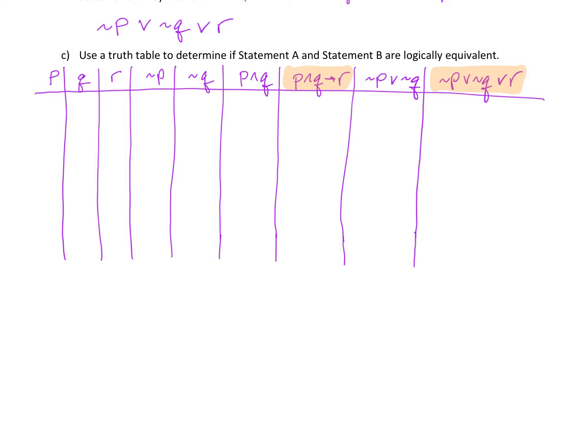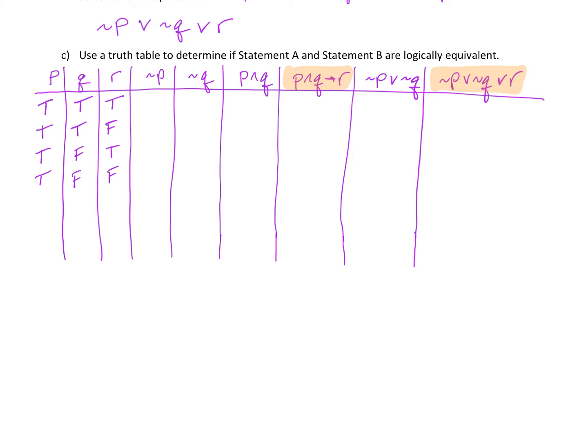All right, so now I have to put in all the possible combinations of true and false for P, Q, and R. So P could be true, Q could be true, and R could be true. Okay, they could all three be true. That's the first possibility. Then my next possibility would be true, true, false. And that's all the ways I can have true, true. Then I could have true, false, true. And then I could have true, true... I mean true, false, false. So those are all the ways that P can be true, right?